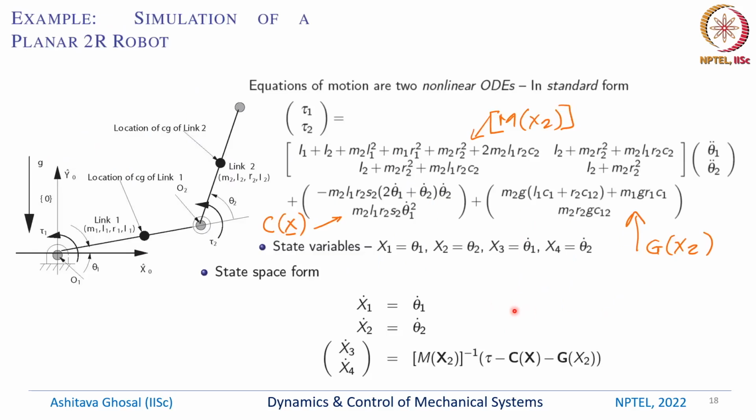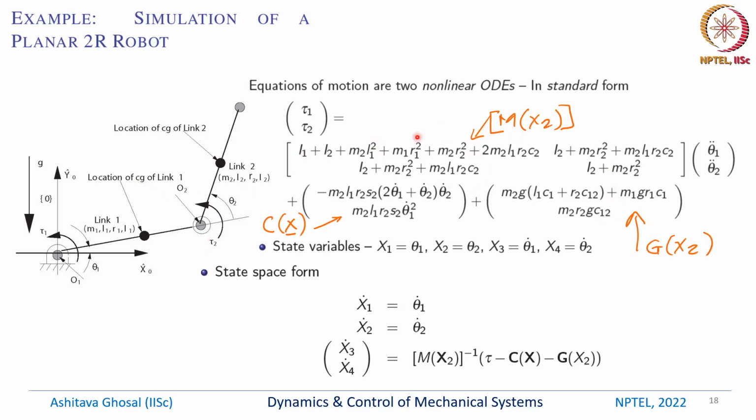Let's continue. Now we will see how we can simulate the motion of a planar 2R robot. So we had this 2R robot. The first link was M1, L1, R1, I1. This is the location of the CG. There's a torque which is acting, gravity is acting this way. There's a tau2 which is acting on the second link. Exactly the same, nothing new.